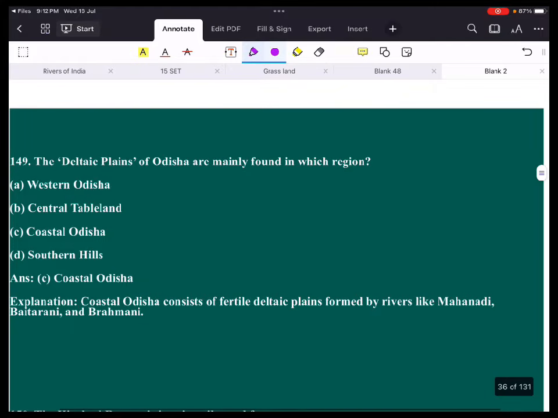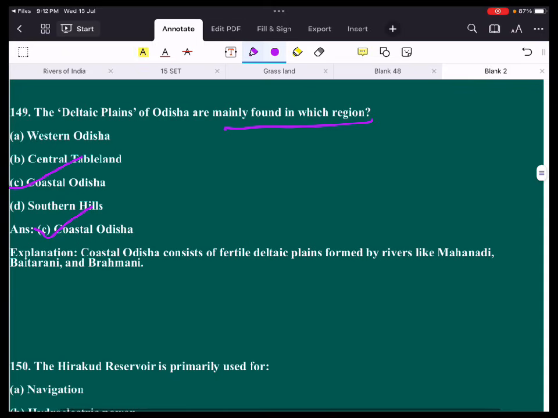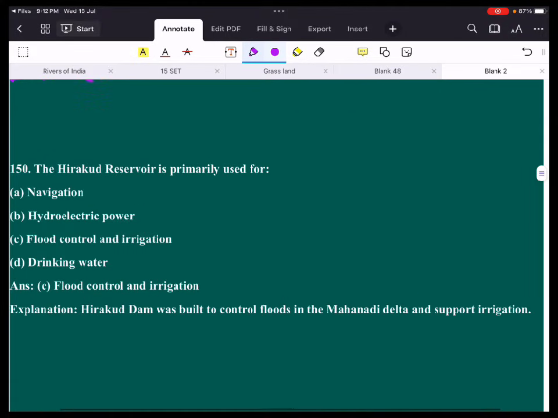The deltic plains of Odisha are mainly found in which region? It is in the coastal region, option C. Coastal Odisha consists of fertile deltic plains formed by rivers like Mahanadi, Baitarani and Brahmani. The Hirakud reservoir is primarily used for flood control and irrigation. Option C.